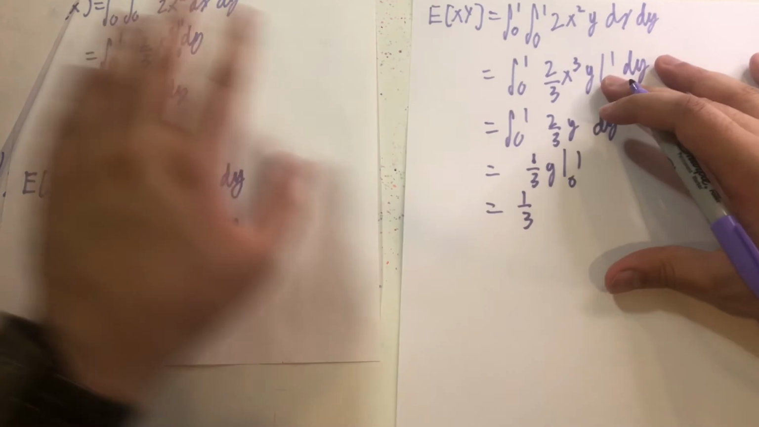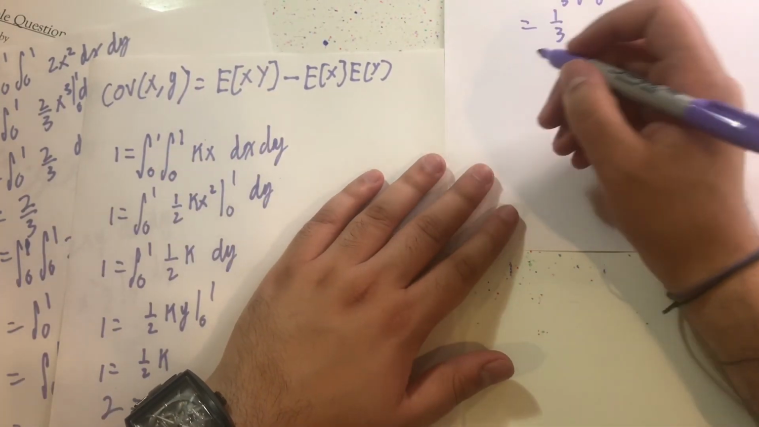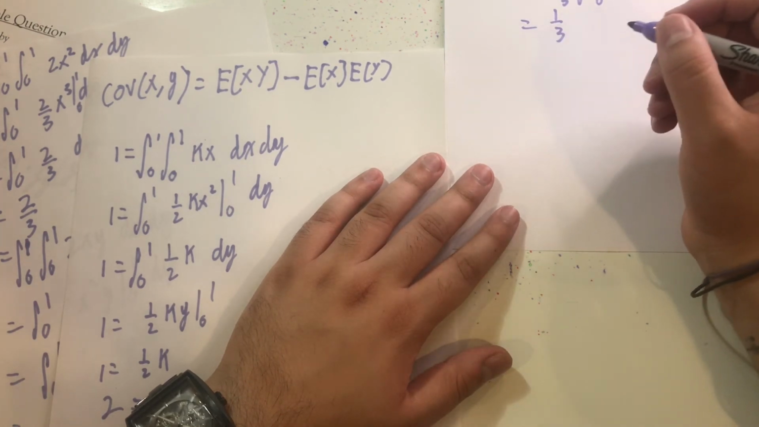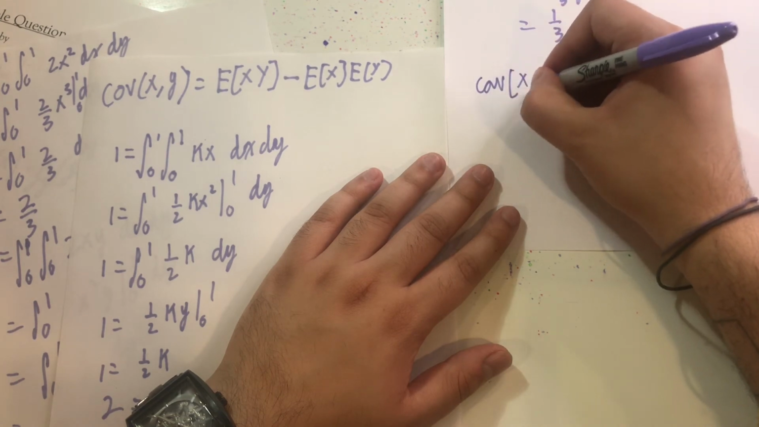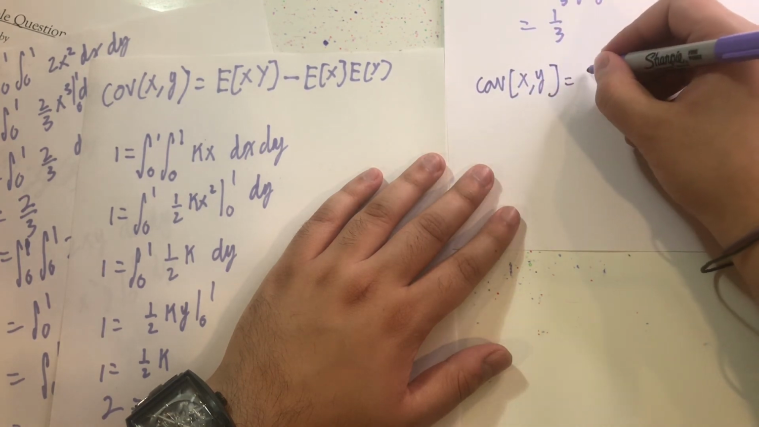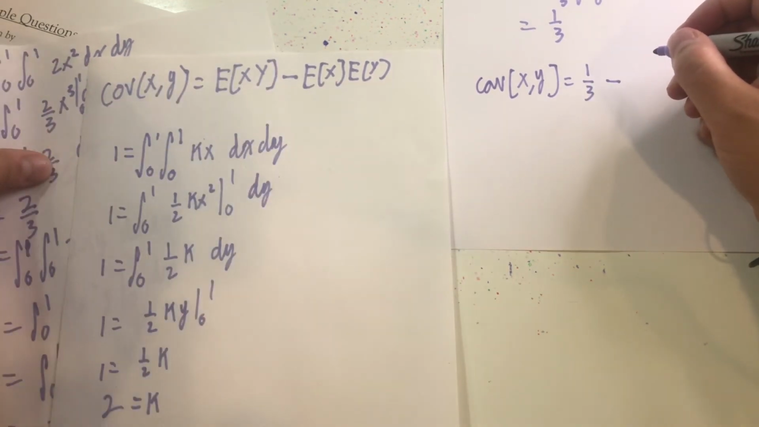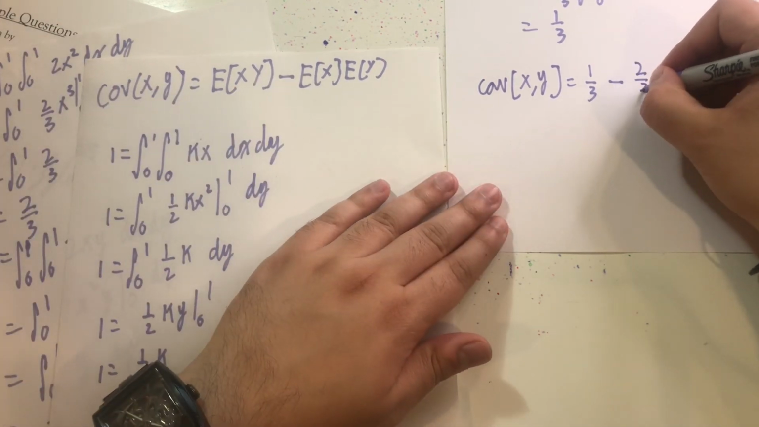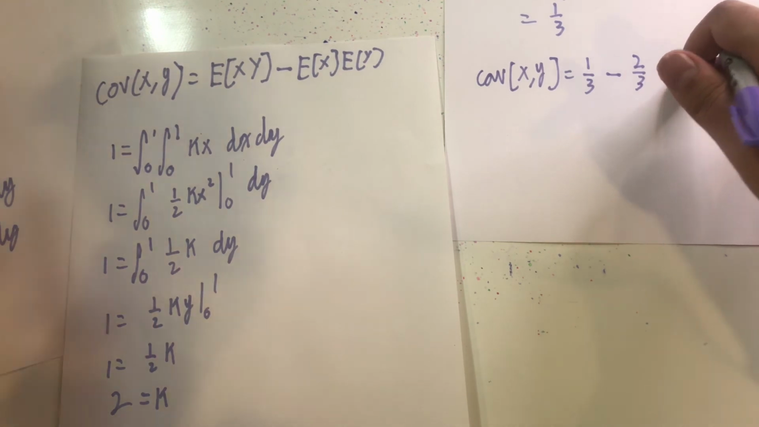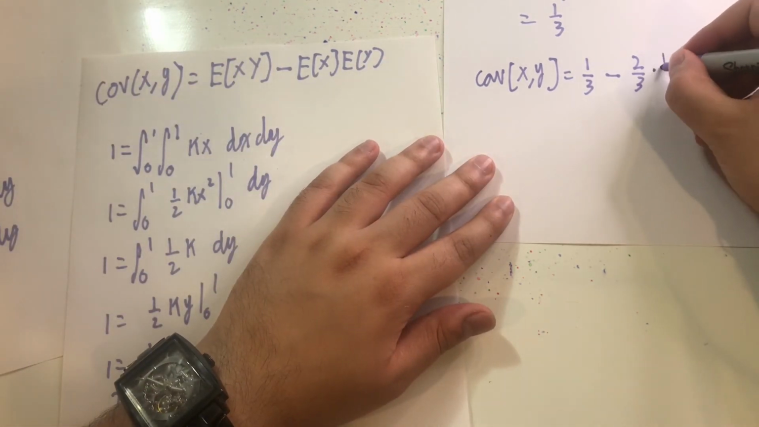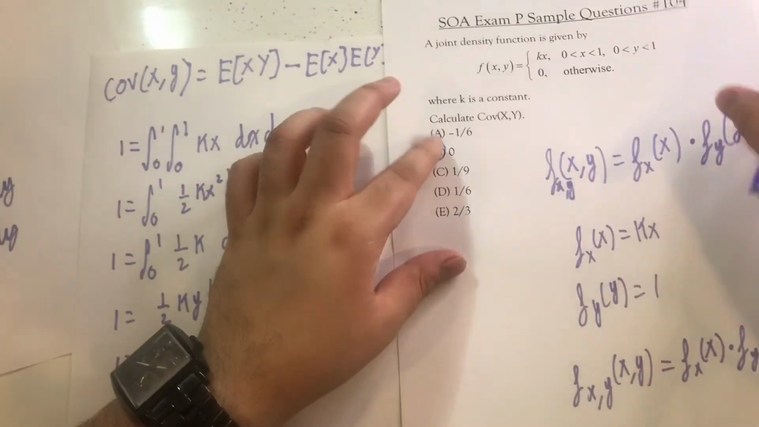Okay, so now we can plug them into this formula here to find the covariance. Well, the expected value of xy is 1/3. So the covariance of x comma y is 1 over 3 minus the expected value of x, which we found to be 2 over 3, multiplied by the expected value of y, which is 1 over 2. And you'll find this ends up equaling 0, getting us that other answer.